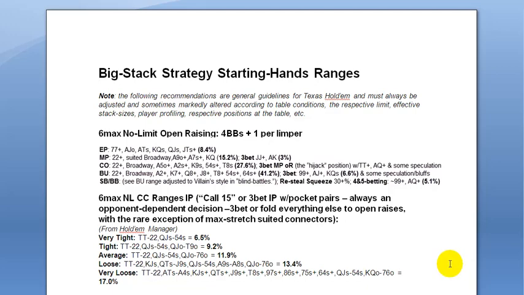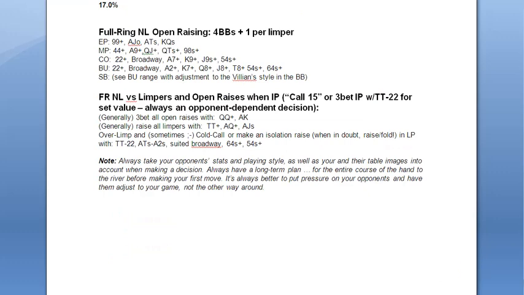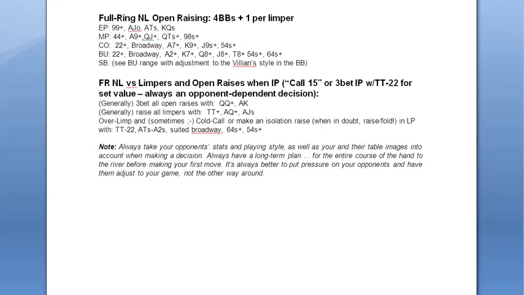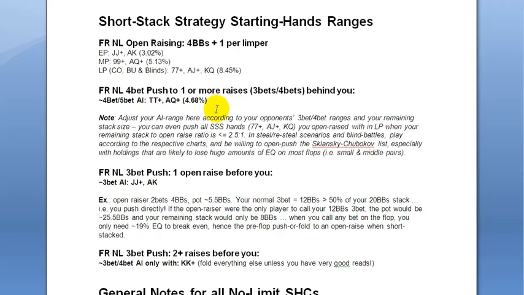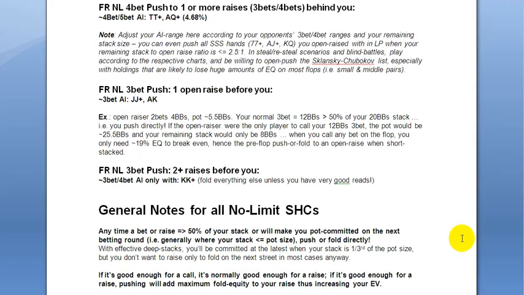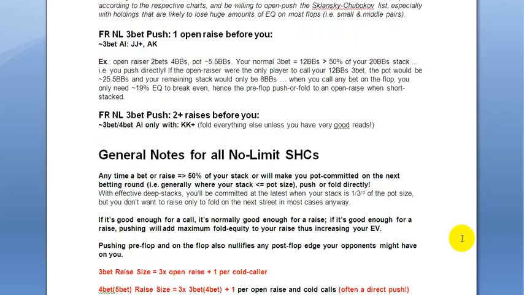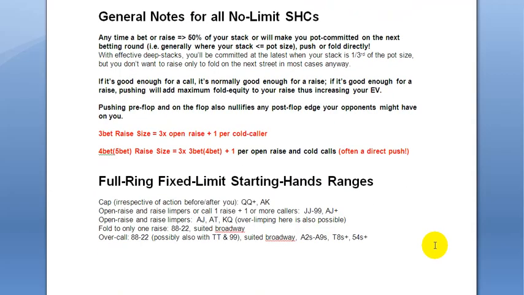Okay, so this is going to be your general recommendations for six max, general recommendations here for full ring, no limit, and again, always EP is early position, middle position, cutoff, button, and small blind. General recommendations for short stack strategy play. Next is general notes for all no limit starting hands charts, bet sizing especially.